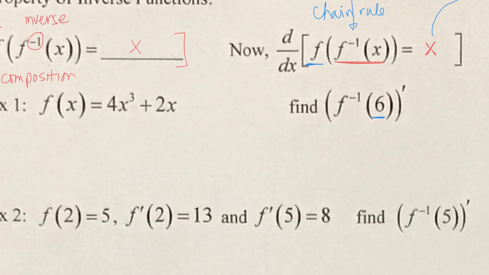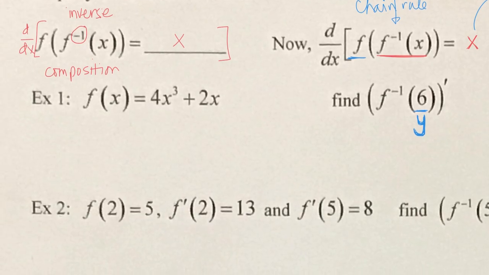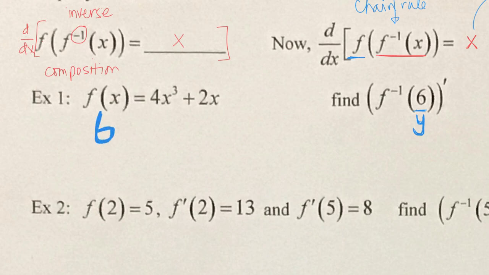That's a y value, right? Because it's the inverse, which means we know that y equals 6. For some value of x, we know that 6 is going to equal 4 times something cubed plus 2 times something. Okay?